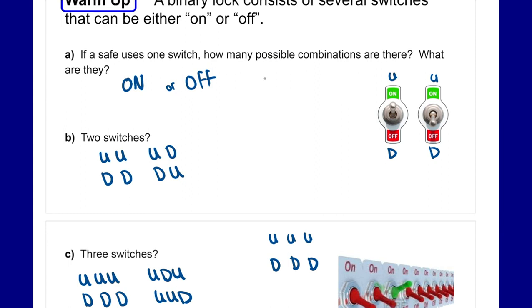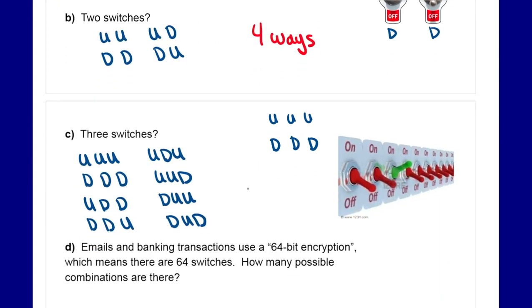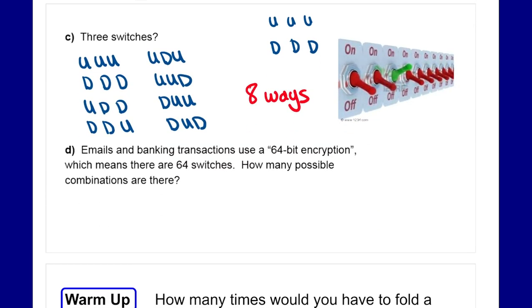If I go back and look at A, there are 2 ways. If I look at B, there are 4 ways. If I look at C, there are 8 ways. So 1 switch gives me 2, 2 switches gives me 4, 3 gives me 8. Is there a pattern there? There is, and actually what's happening is we're multiplying by 2 every time: 2, 2 times 2, 2 times 2 times 2 for the third one.